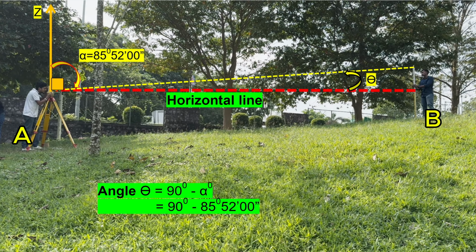This is the calculation. So all the required data are shown here. Accordingly, the reduced level at point A is 100 meters and reduced level at point B has to be found by the equations. Alpha is 85 degrees, 52 minutes, 0 seconds and theta is 4 degrees, 8 minutes and 0 seconds. Accordingly, the equation to find out the horizontal distance H is C S cos squared theta.